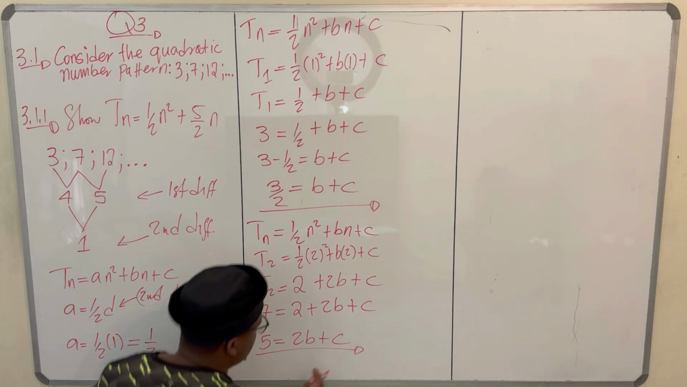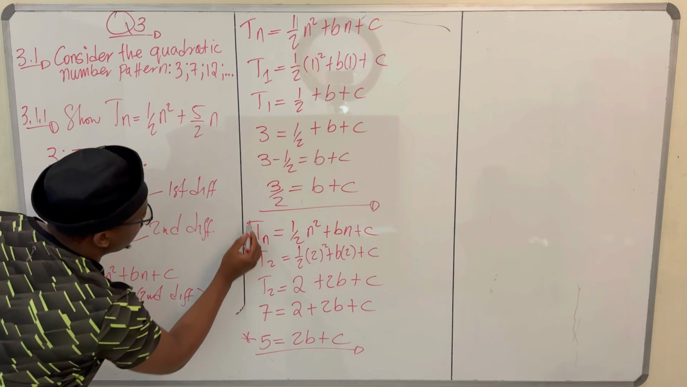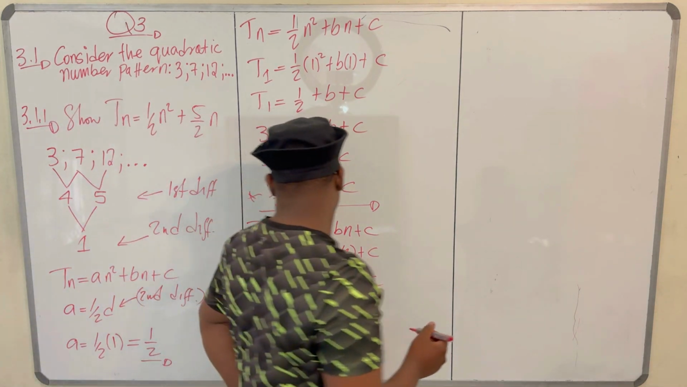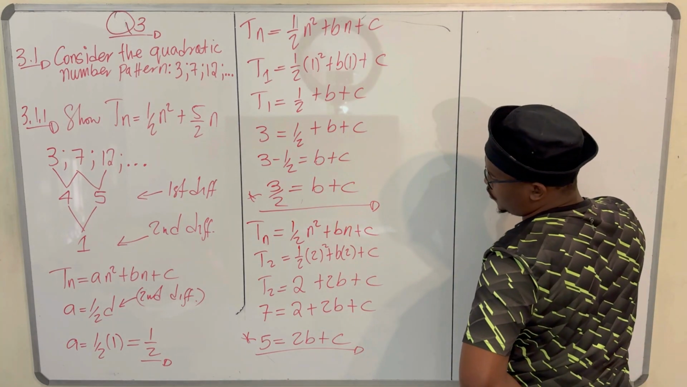So you have two equations, this equation and that equation. You can solve these equations simultaneously, right? And these are linear equations. So what do you have?